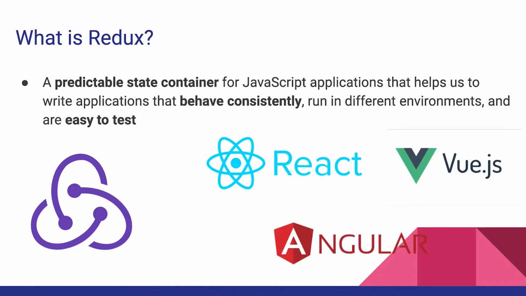Hi everyone, this is Group 14 and our technology to evaluate is Redux. So what is Redux? Redux is described as a predictable state container for JavaScript applications. Its main purpose is to help write applications that behave in a consistent manner, that run in various different environments while also being easy to test. It doesn't matter which library we use to build the user interface, whether that be React, Angular, Vue, or many others. Redux is independent of that.